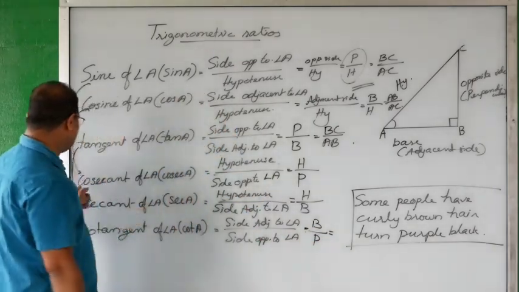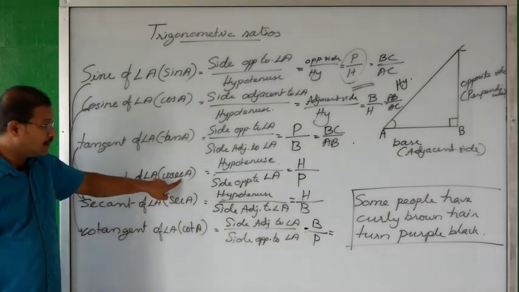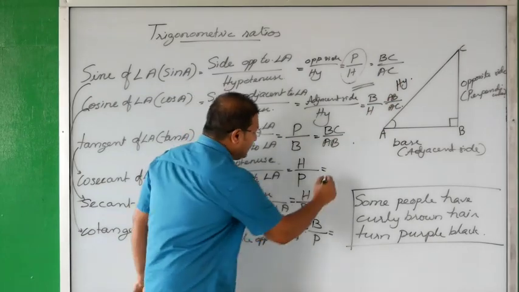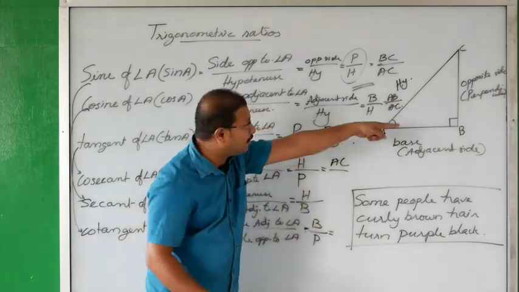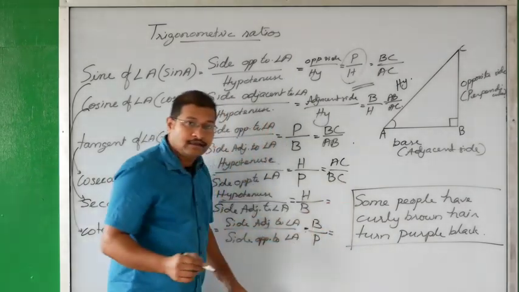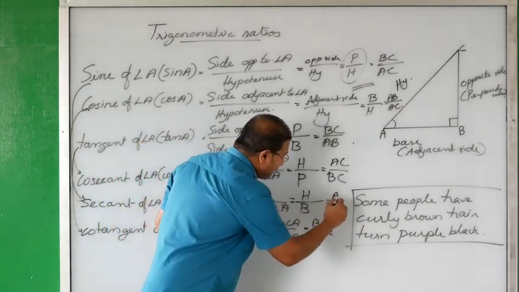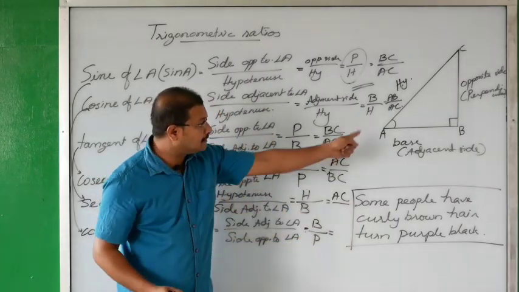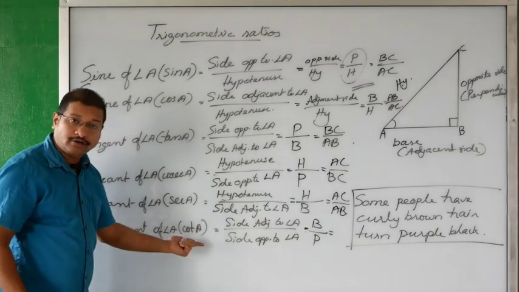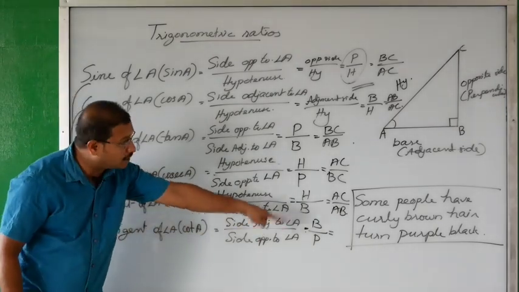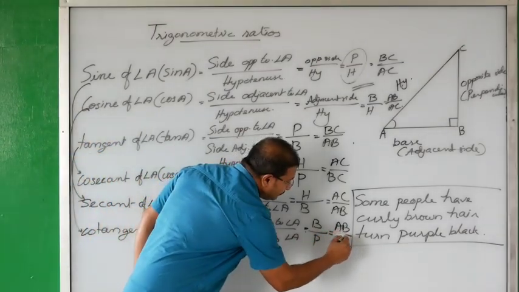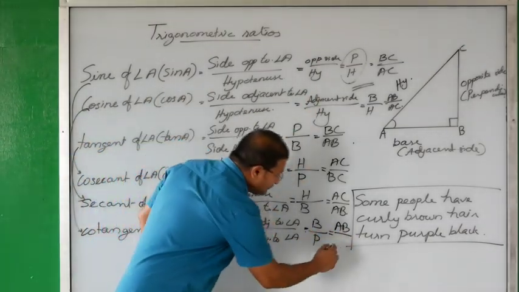Ready? Let's see now. Cosec, according to this diagram, is hypotenuse AC by perpendicular BC. Sec is hypotenuse AC by base AB. And the last, cot, is base by perpendicular. According to this diagram, base AB by perpendicular BC.